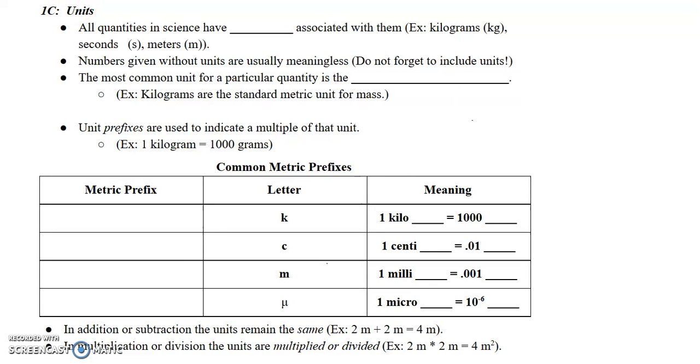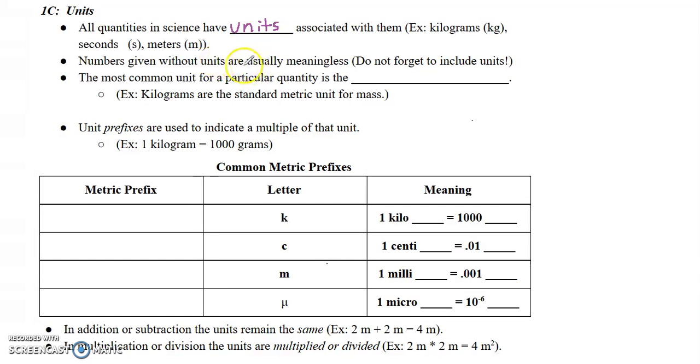Okay, we'll get started. In this section we're going to be looking at units and also unit conversion, because this is going to be 1C and then also 1D. So first thing to remember is all quantities in science are going to have units associated with them. So for example, the unit for mass is kilograms, a unit for time is seconds, a unit for distance is meters. So everything we look at is really going to have units associated with it.